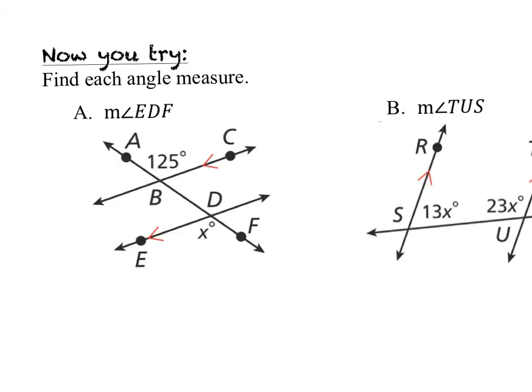Okay, the measure of angle EDF. EDF is right here. That's x right now. Every obtuse angle, because these are parallel lines cut by a transversal, is going to be 125 degrees. So I already know this is 125 degrees. The other reason why it's 125 degrees is these are alternate exterior angles, and alternate exterior angles are congruent when two parallel lines are cut by a transversal.